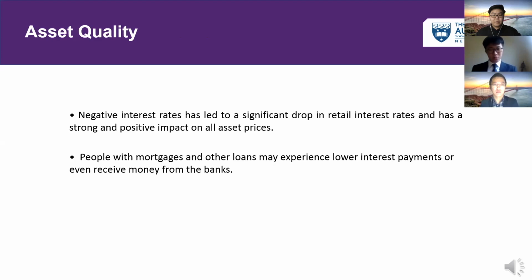For example, stock market prices would increase as competition increases when market interest rates decrease or move to negative. People with mortgages and other loans may experience lower interest payments or even receive money from the banks. This affects the asset quality of the banks, and the income-generating ability of the asset has decreased or has become a liability.